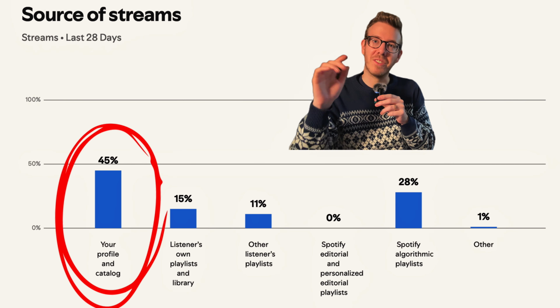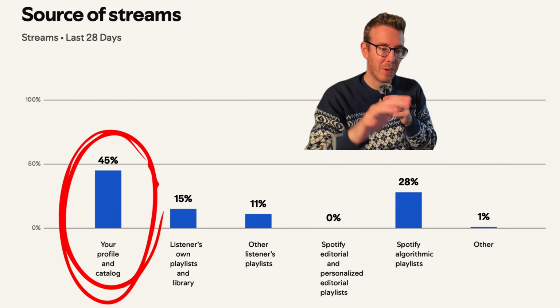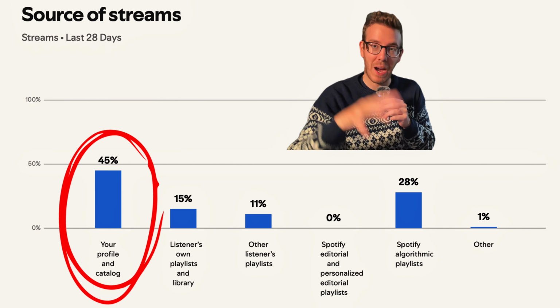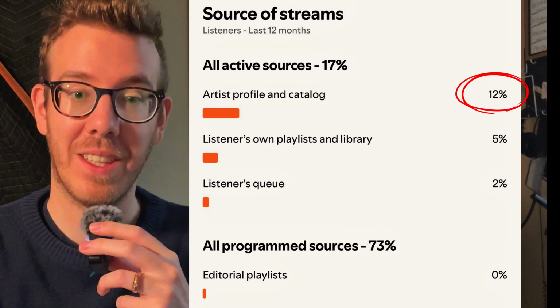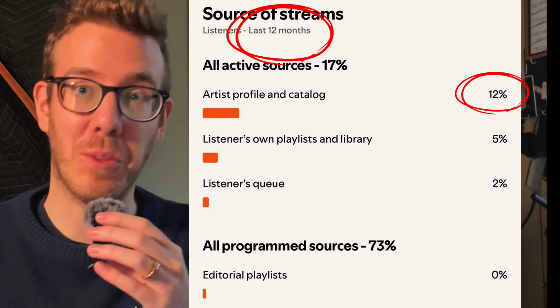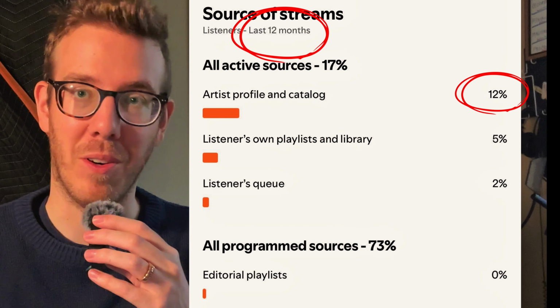So what I really wanted to look at for these plays, because numbers don't tell everything, is the source of the streams. And the numbers here for Slow Death are interesting. 45% of those 1,062 plays came from the profile and catalog page, my page on Spotify. Whereas if you look at my average overall source of streams, you can see that only 12% of my last 12 month streams have come from my artist profile and catalog. So I think that does show that more people were searching up and finding this on their own, even if there's less other things going on.